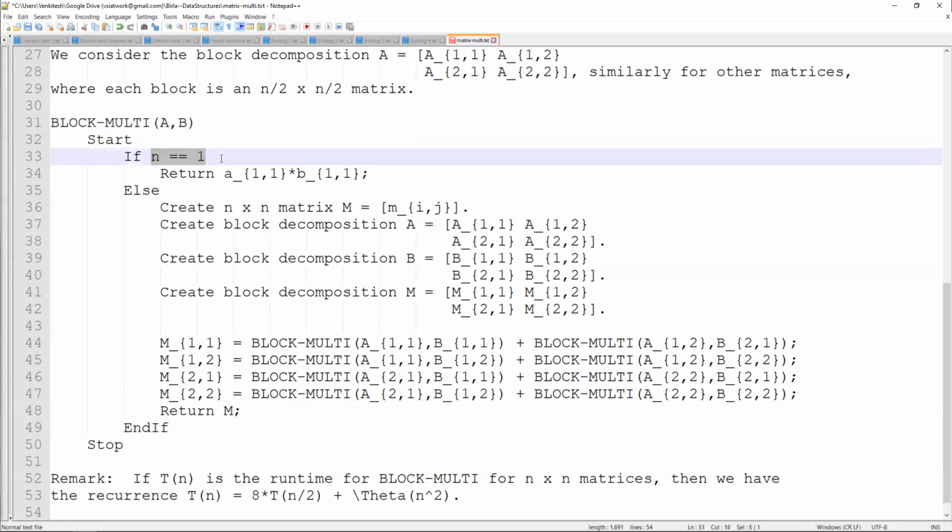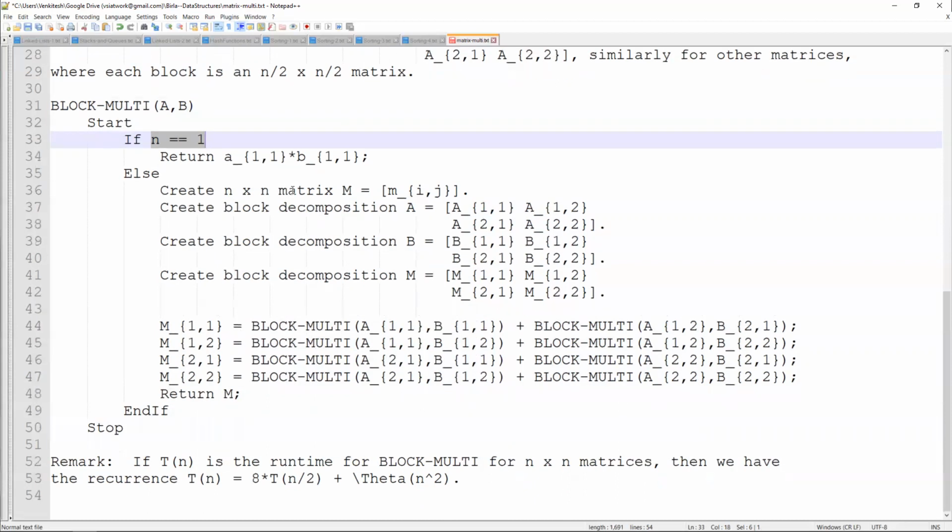Base case is n equal to 1. When n is equal to 1, the matrix A is just the value a11. Matrix B is just the value b11. So the product is just this scalar product, nothing else. All right. And therefore, how many times are you using the smaller block multi? There are 1, 2, 3, 4, 5, 6, 7, 8 times, which is why you have this 8 times T of n by 2. Plus theta n square is for all these additions as we just saw before.